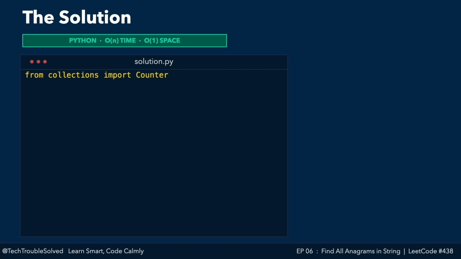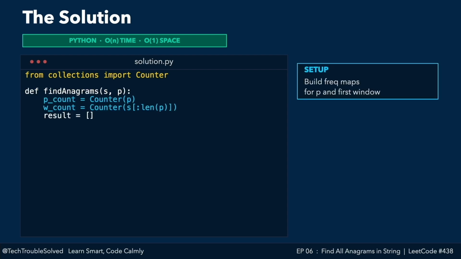From collections import Counter. Counter gives us frequency maps in one line. Without this import, on LeetCode or anywhere, you will get a NameError. Always at the top. Decision 1. p_count equals Counter(p), built once, never touched again. w_count, Counter of s from start to length of p, the first window before we slide anywhere, and the result starts empty. We fill it as we go.